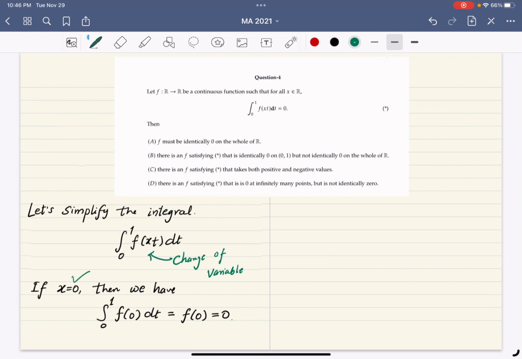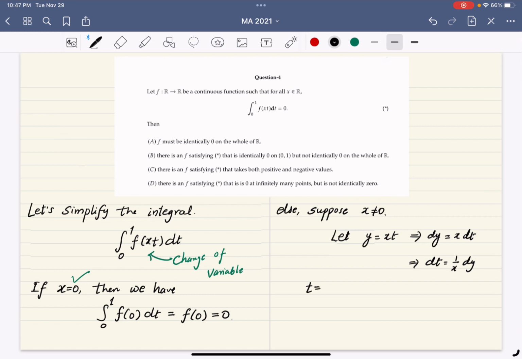Now, x equal to 0 is done. Now let us suppose that x is not equal to 0. In that case, we can perform the change of variable nicely. Let y be equal to xt. This implies dy is equal to x times dt. Remember, x is a constant here, so it remains as a multiple of dt. Now from here, we get dt equals 1 by x times dy. Remember, we have 1 by x because x is not equal to 0 and it all makes sense.